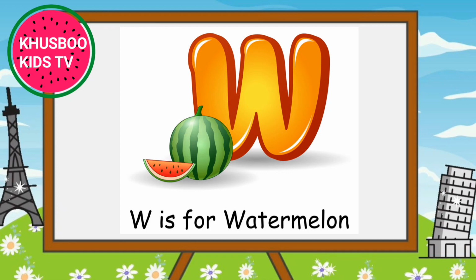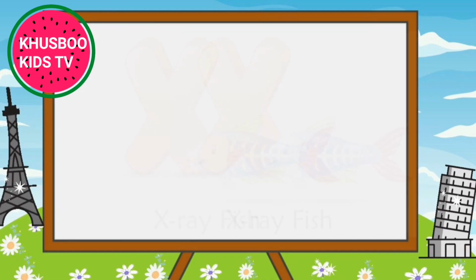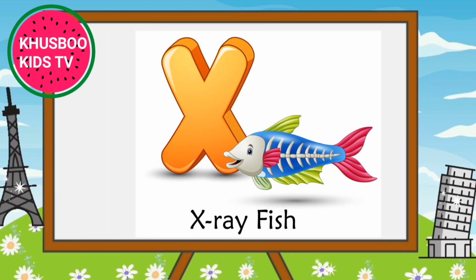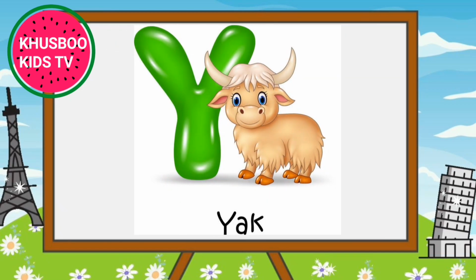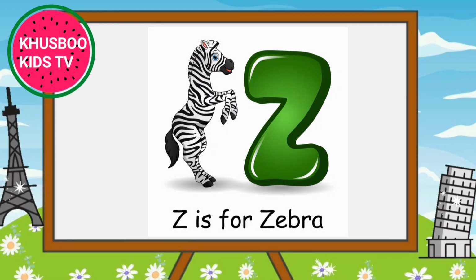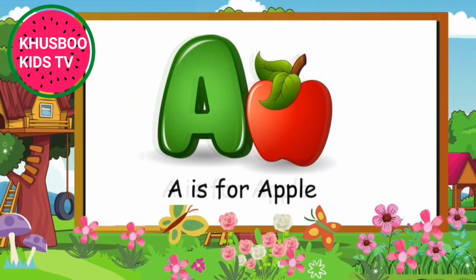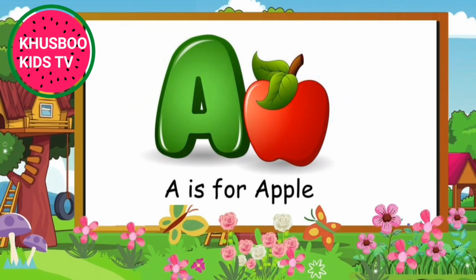V for vulture. W, W for watermelon. X, X for x-ray fish. Y, Y for yak. Z, Z for zebra. A, A for apple.